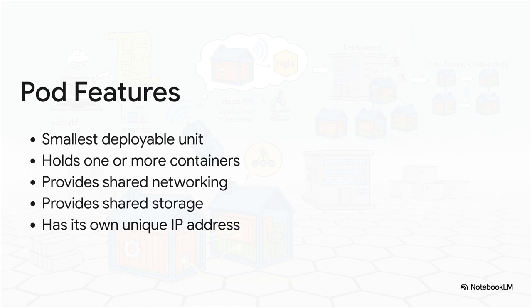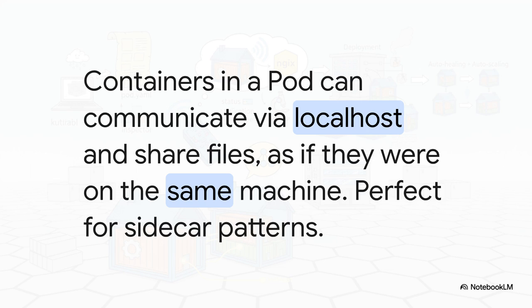This design, well, it allows for some incredibly powerful patterns, especially when you start putting more than one container inside a pod. For example, because they share that network, two containers inside the same pod can just talk to each other using localhost, almost like they're two processes running on the same machine. They can also share files like it's nothing through a shared storage volume. This is absolutely perfect for patterns like sidecar containers, where you have a little helper container that supports your main application.